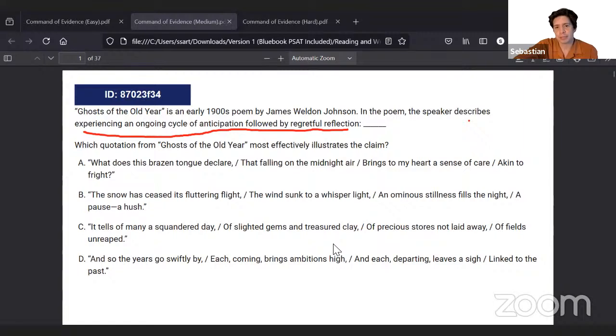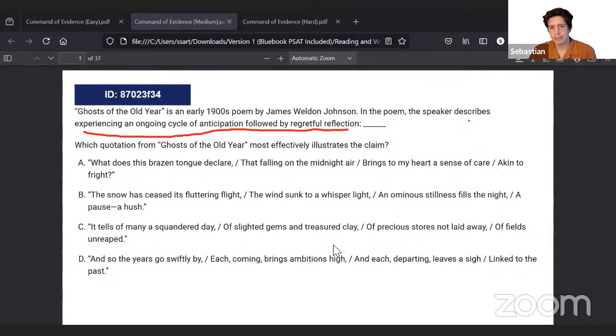What does this brazen tongue declare that falling on the midnight air brings to my heart a sense of care akin to fright? The snow has ceased its fluttering flight, the wind sunk to a whisper light, an ominous stillness fills the night, a pause, a hush. It tells of many a squandered day, of slighted gems and treasured clay, of precious stones not laid away, of fields unreaped.